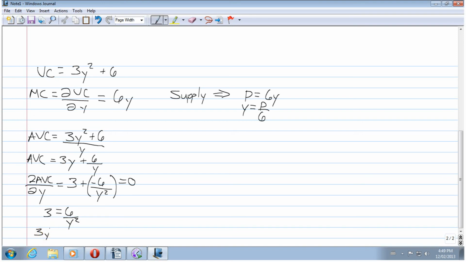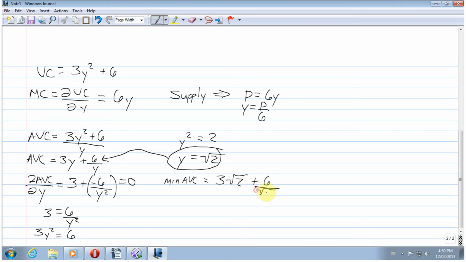3y squared equals 6, so y squared equals 2, and then y equals root 2 at the minimum value of average variable cost. So now to actually find the minimum value of average variable cost, we have to go ahead and plug this solution back into our original function. So min AVC equals 3 root 2 plus 6 over root 2. Okay?